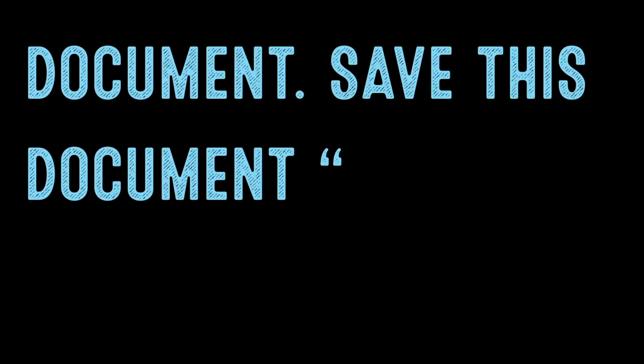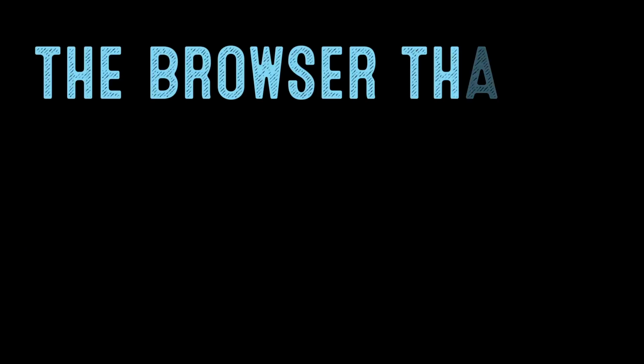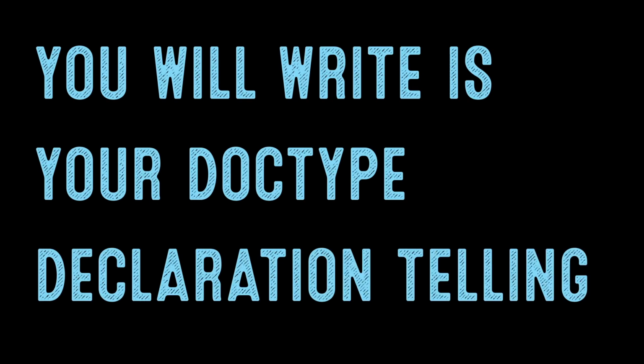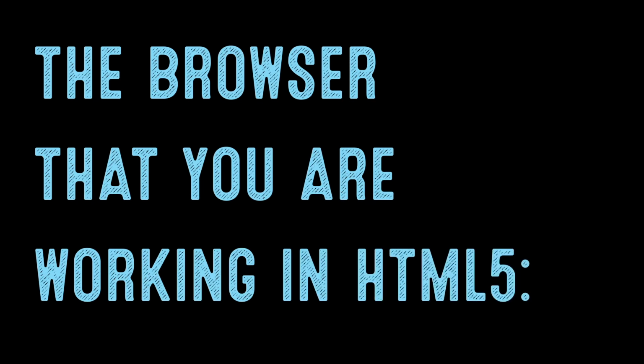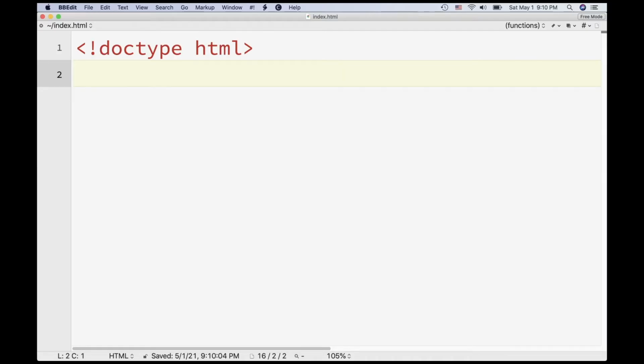Once you have downloaded a code editor, start a new document. Save this document index.html. Index indicates to the browser that this is the web page to open first. The .html indicates it will be an HTML file. The first thing you will write is your DOCTYPE declaration telling the browser that you are working in HTML5. Less than sign, exclamation point, DOCTYPE, HTML, greater than sign. This is how it would look in your code editor, and if you open the document with a browser, you won't see anything because this is a backend change and does not display visually.